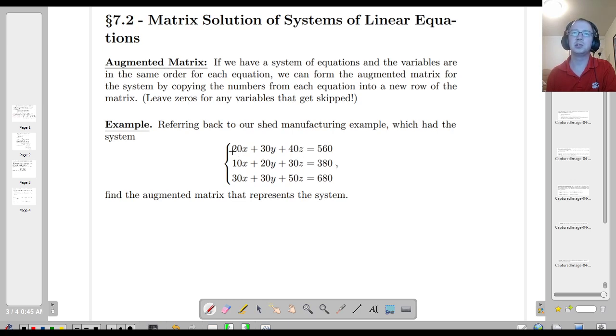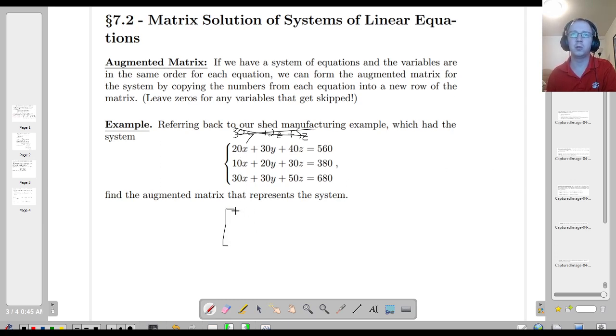I want you to notice that in this one we've got variables x, y, z, and then the constants. It's important when we do this that we have all the variables in the same order. So you wouldn't want one equation, for example, to look like 30y plus 2x plus 5z. We don't want that because we want every single equation to have the variables in the same order. Okay, if you've got that, let's go ahead and just practice writing down the numbers.